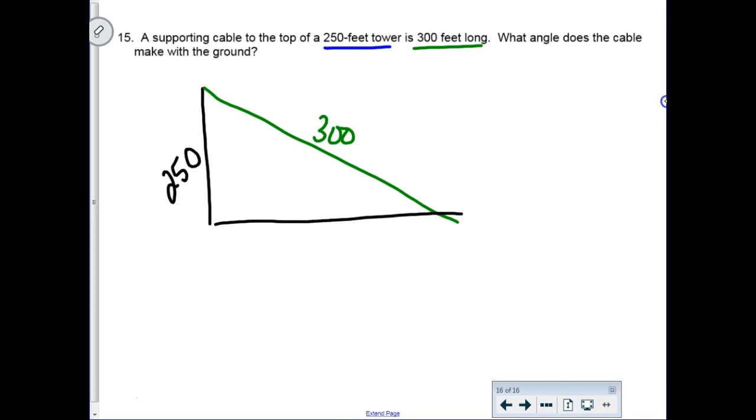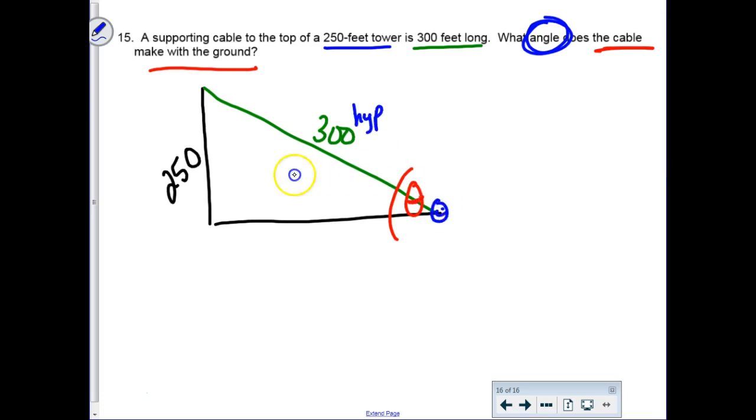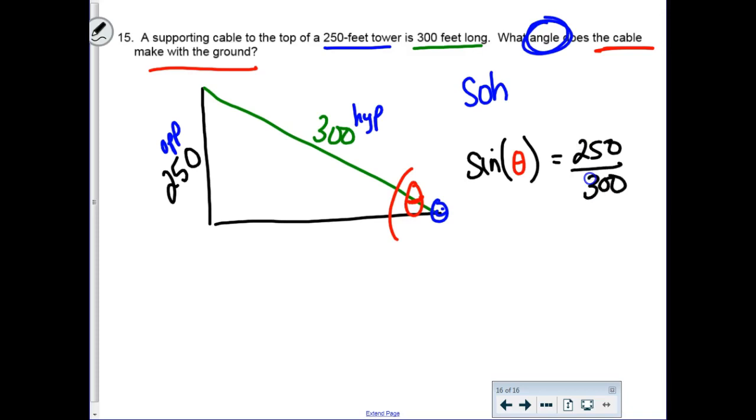And they want to know what angle does the cable make with the ground? So they want to know this angle down here. You can call this x, or I like to use the Greek letter theta, because that's something you're going to see in your future. So this time, you have a hypotenuse clue. This is your reference point, right? And you have an opposite clue. So OH is SO, which is sine. So you're going to set up the sine of your angle. This time I don't know the angle, so whatever you called it, some variable, equals 250 over 300.